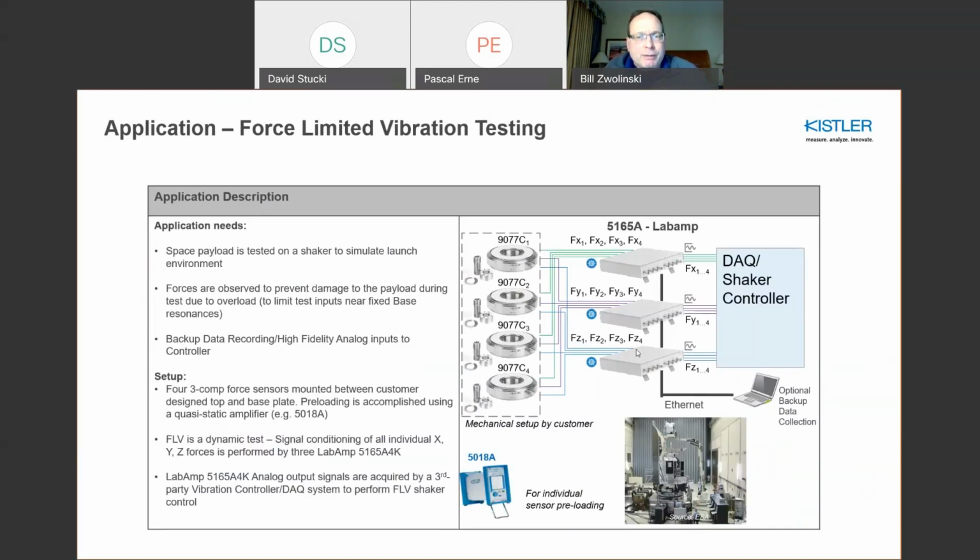But basically what you see here is the actual analog signal going to a data acquisition shaker controller. What's really powerful is that the LabAmp actually supports background or backup calculations as well, because it's an integrated data acquisition system on top of being a charge amp. It gives you that benefit as well. So just on the Ethernet, you can stream the data right to your disk drive and record the data as a backup.